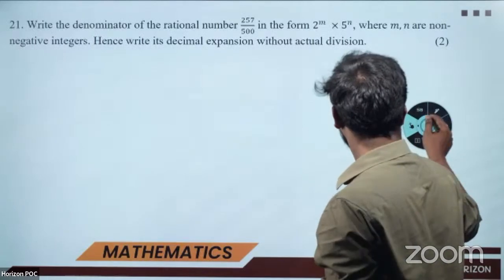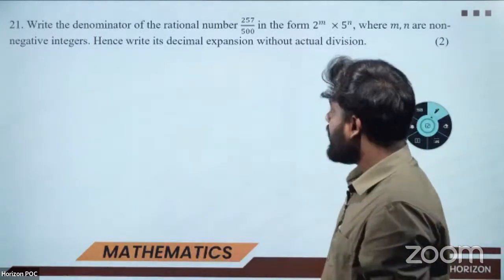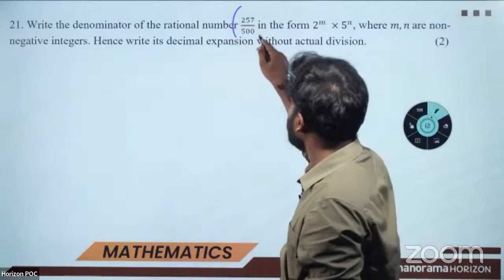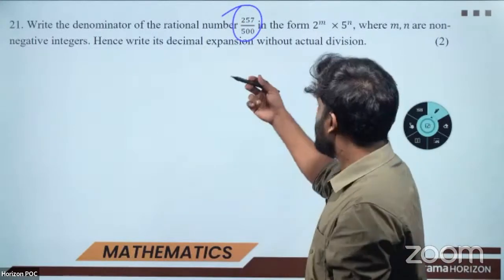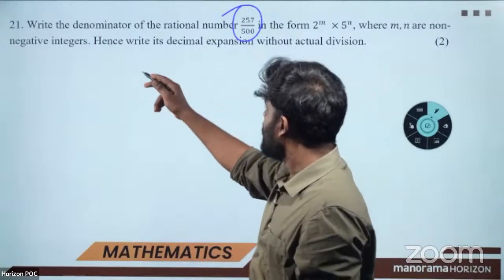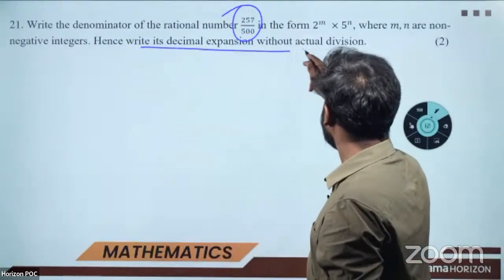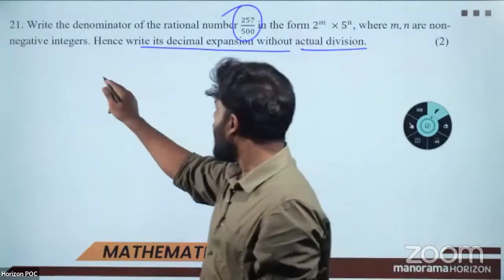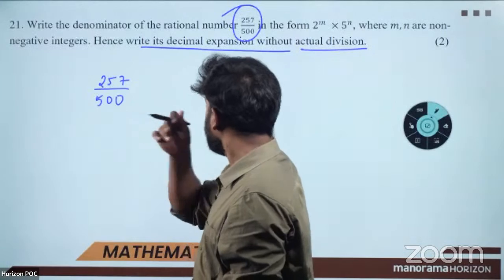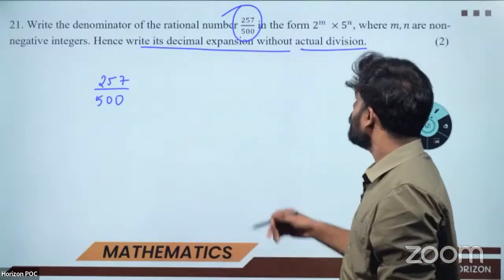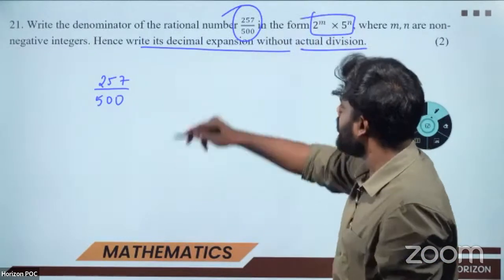First question. Write the denominator of the rational number 257 by 500 in the form of 2 raised to m into 5 raised to n, where m and n are non-negative integers, and hence write its decimal expansion without an actual division. So you have a fraction 257 by 500. Now, what will be the 2 raised to m into 5 raised to n form of the denominator?